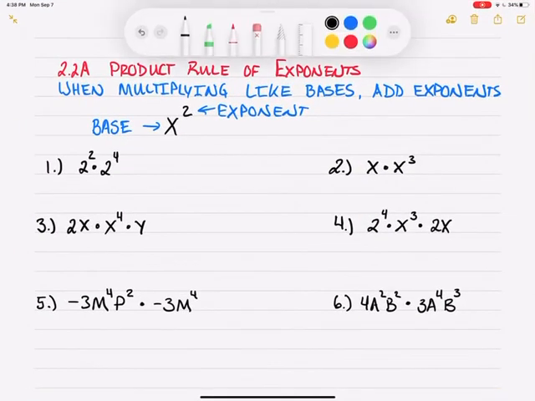Alright guys, today we're looking at the product rule of exponents. The product rule of exponents is just a rule that when you multiply like bases, you add the exponents.